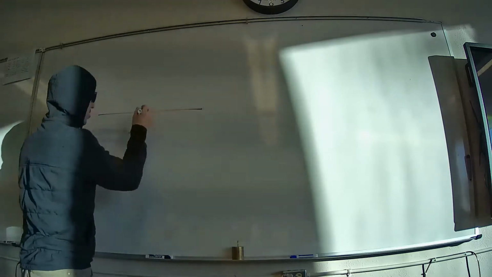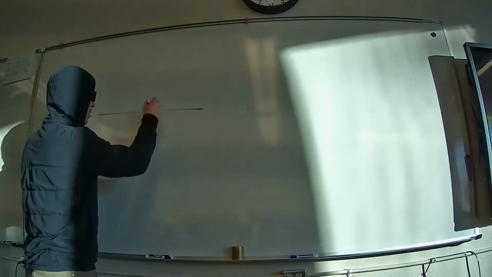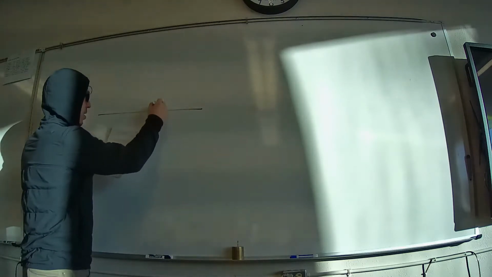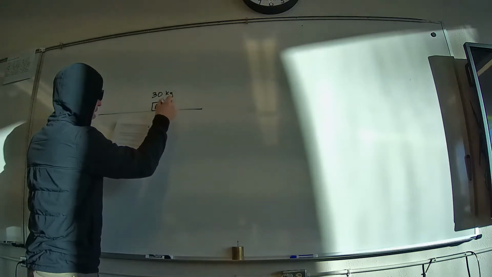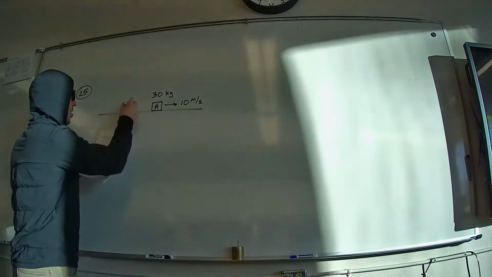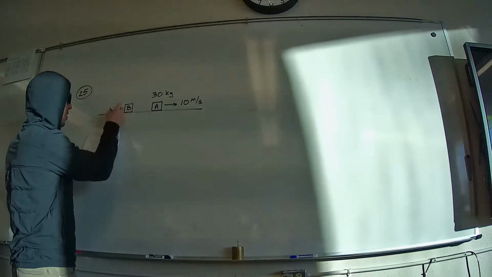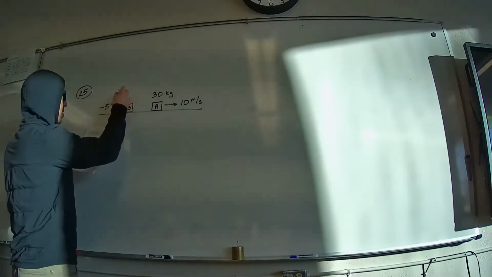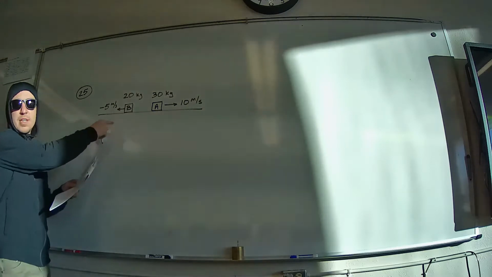So here's where they're traveling along this track. We could make a position system, but we don't really need to. Block A is 30 kilograms, and it's traveling to the right at 10 meters per second. And then you've got block B traveling to the left at 5 meters per second. I made it negative just to remind me that I have to treat this momentum as negative.